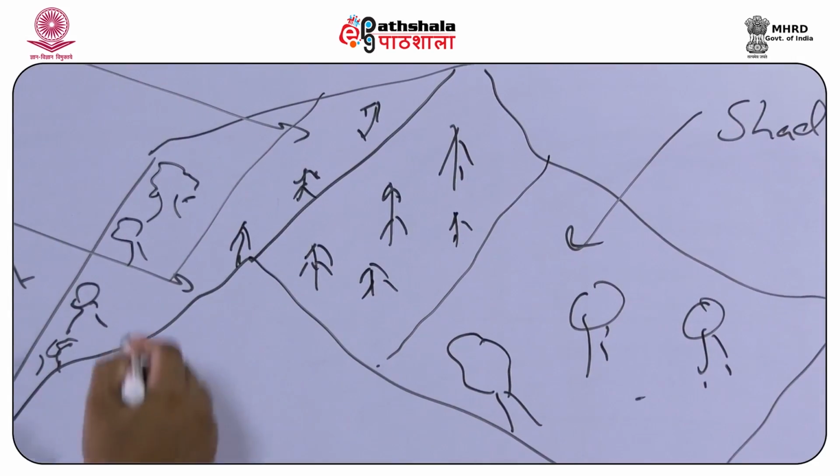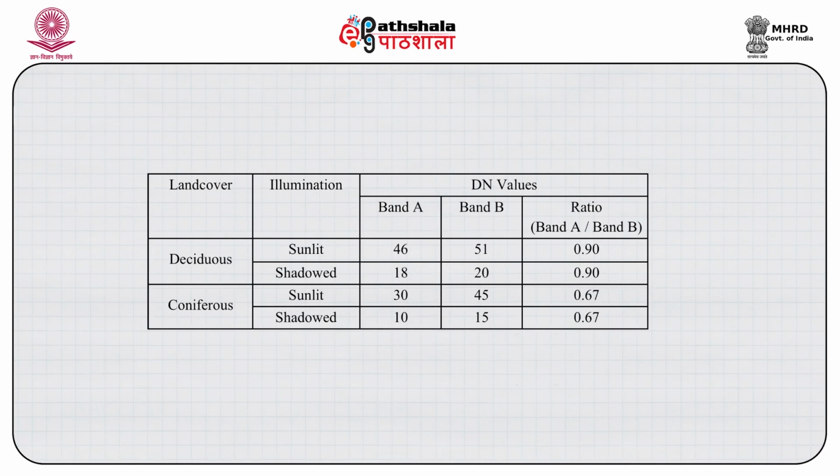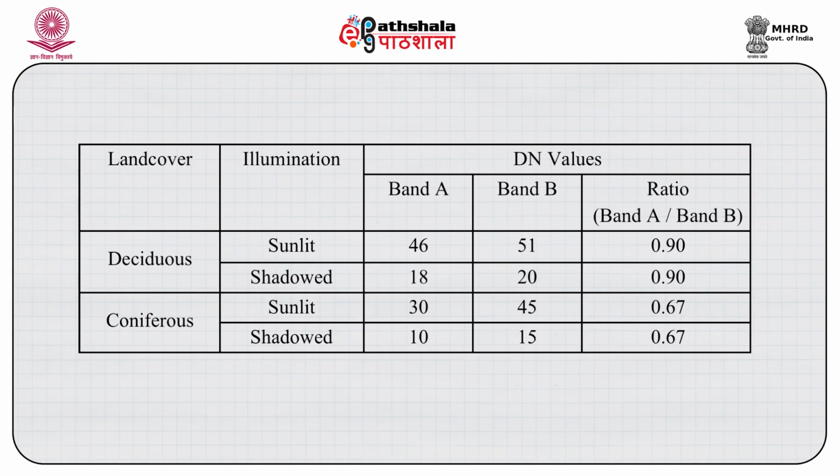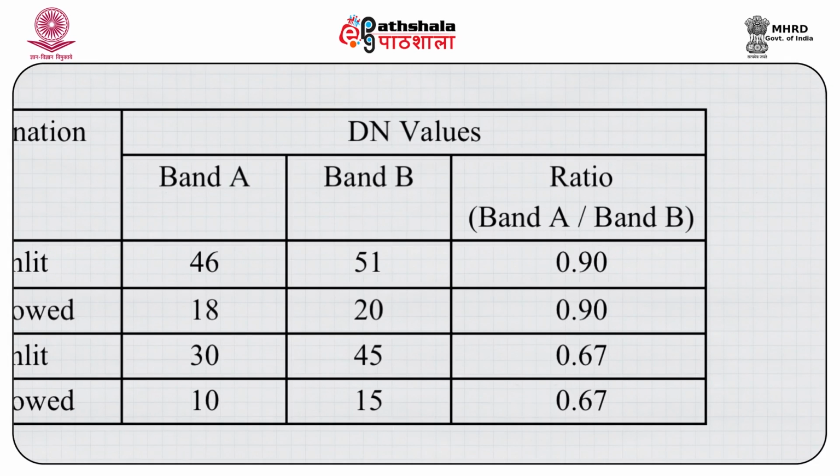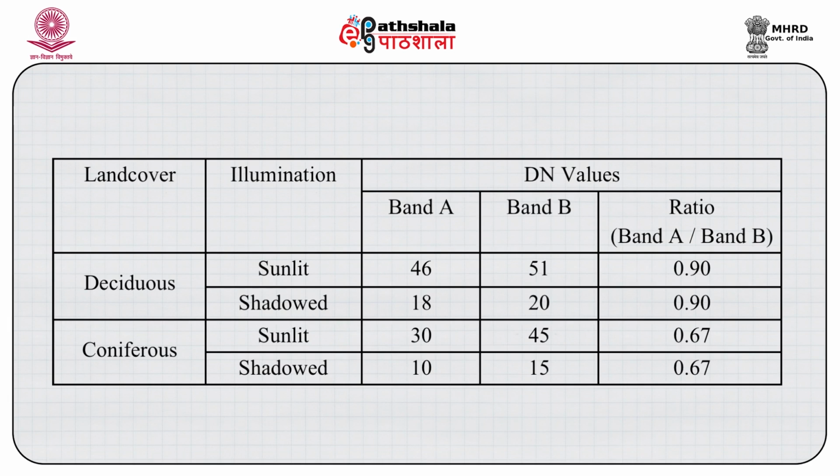So, this difference in the illumination in remote sensing data we can observe here in this table, where we have two different land cover features, that is deciduous as well as coniferous, and two different kinds of illumination, one is sunlit and other is shadowed. Now, as we can see in this table, the DN values that we obtain for deciduous trees in sunlit area are 46 in band A and 51 in band B, whereas for the same deciduous trees in the shadowed area the DN values are of the order of 18 and 20.